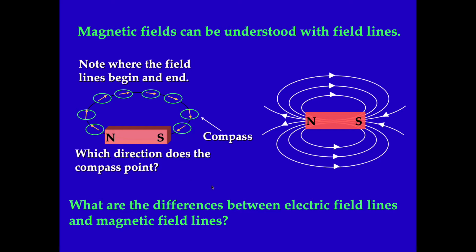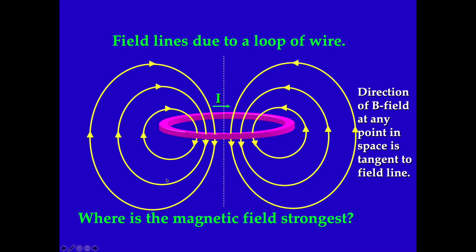I want to say a few things about the differences between the electric and magnetic fields. I want to progress to that. But here's another picture showing you magnetic field lines due to a current carrying loop of wire. And the direction of the magnetic field at any point in space is basically tangent to one of the field lines. Where is the field greatest? This is a refresher on field lines. Where's the magnetic field greatest?